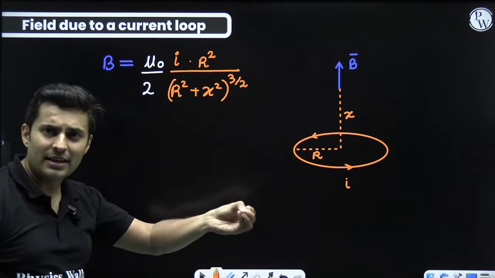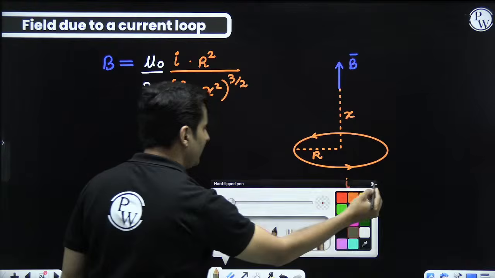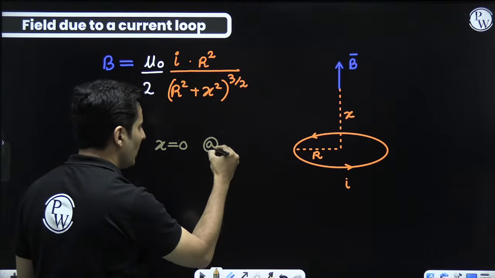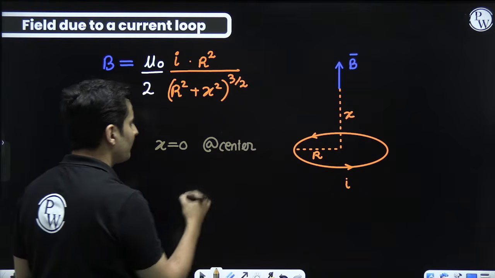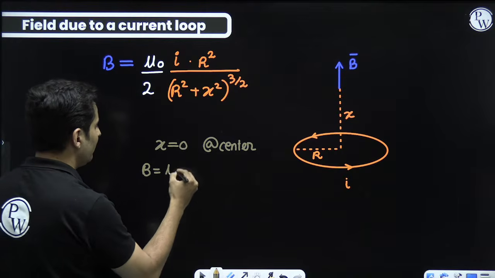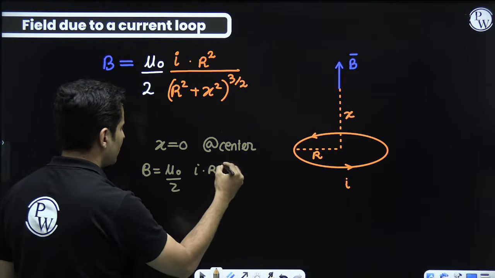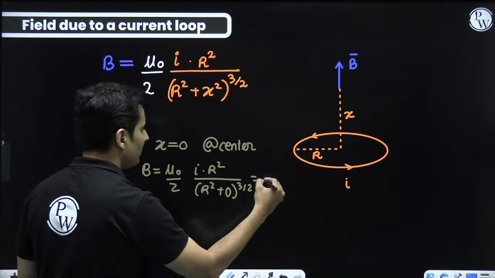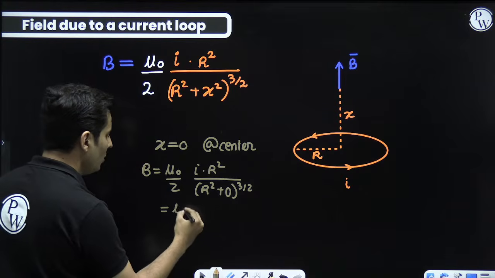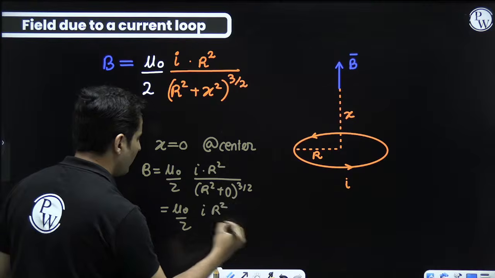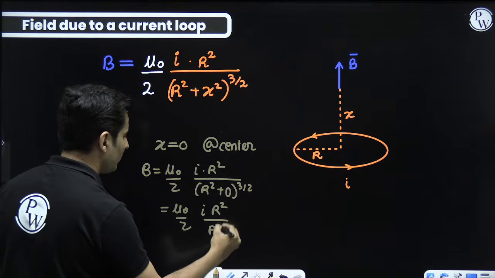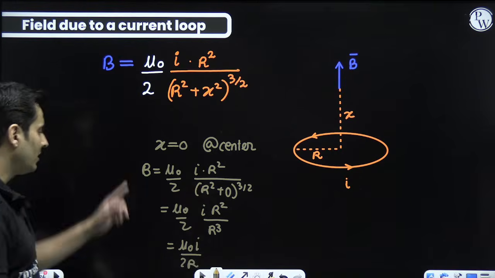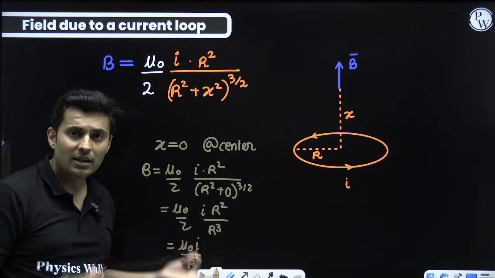Now as a special case, do one small favor for me. Substitute x equal to 0. If x equals 0, that means you are at the center of the coil. What will the magnetic field be? Mu naught by 2, current, r square divided by r square plus 0 raised to 3 by 2. This will be nothing but mu naught by 2 I r square. r square raised to 3 by 2 is nothing but r cube. So solving this will be nothing but mu naught I, r square cancels, one of the r remains. Exactly what we would expect at the center of the coil.